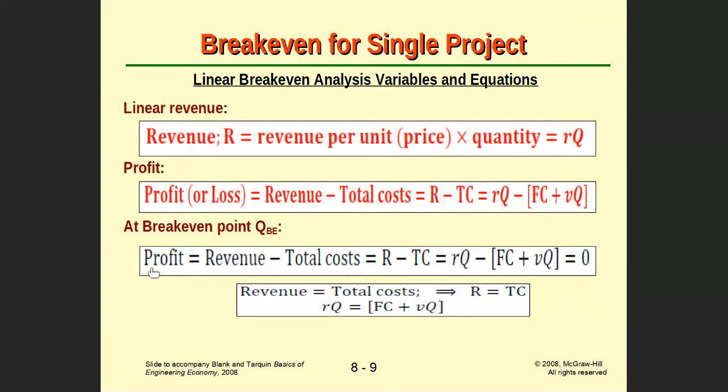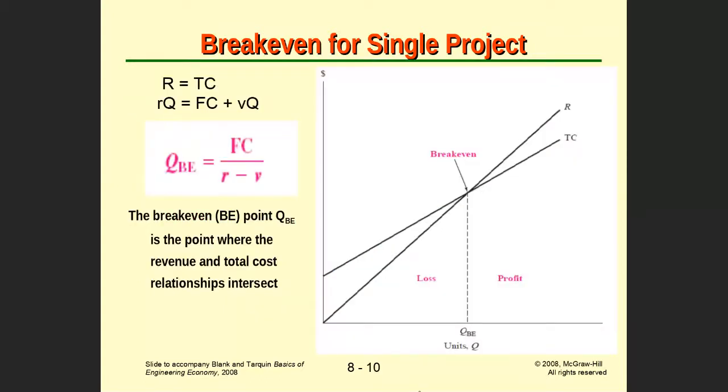And at the break-even point, the revenue and the total cost need to be equal to each other. And to find the quantity at the break-even, which we name QBE, it is equal to the fixed cost over the revenue minus the variable cost. And that is the equilibrium point, and that is the quantity where the revenue is equal to the cost.